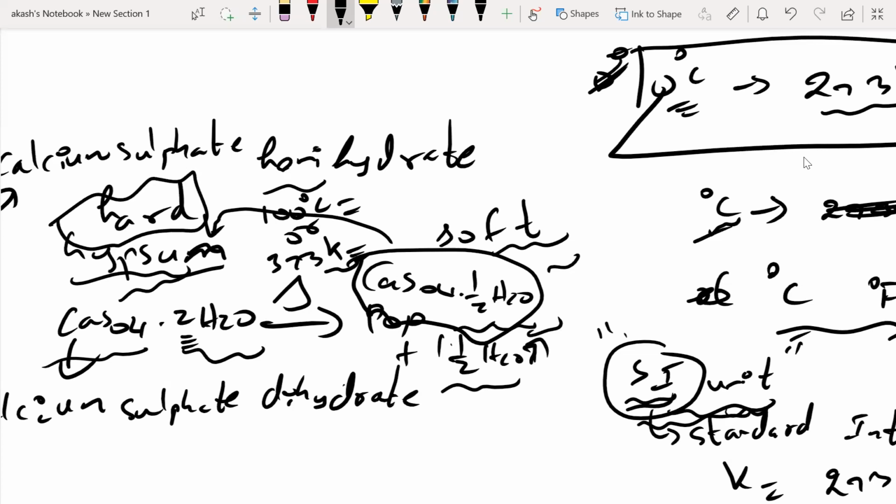Because you are exposing it to the atmosphere, you're cooling it. Only at 100 degrees Celsius, the boiling temperature of water, only then does the plaster of Paris exist. But at room temperature, 25 degrees Celsius, obviously the opposite reaction will happen. That is, CaSO4·½H2O will convert back to CaSO4·2H2O, that is gypsum. That is why initially when they put that mavu it is very soft, but after half an hour, 1 hour, it would have become very, very hard.